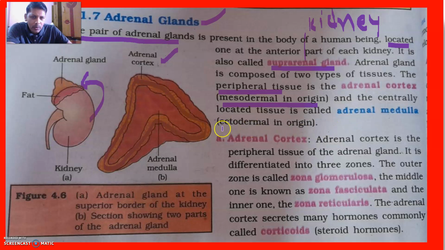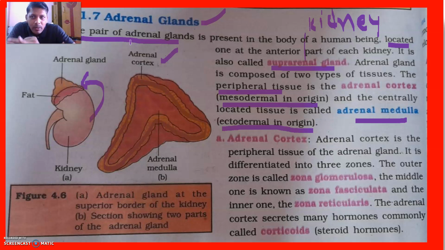The adrenal medulla is ectodermal, like nervous tissue. It is a modified nervous tissue, and nervous tissue is ectodermal in origin, so the adrenal medulla is also ectodermal in origin. How many adrenal glands do we have? One pair, on top of each kidney. It is also called the suprarenal gland.